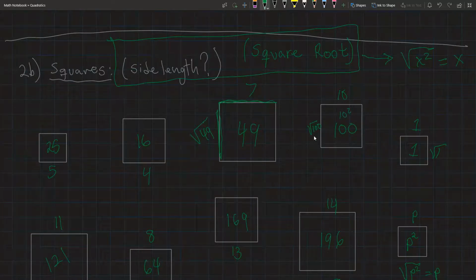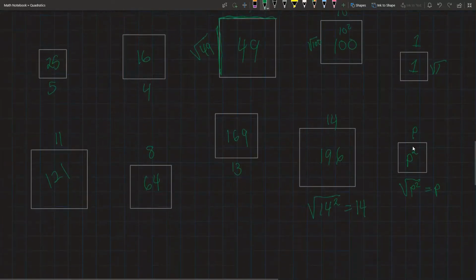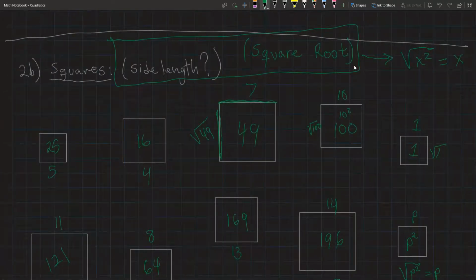Here's the square, here's the square root. All right. So all we're going to think about when we hear or see square root in the future is just asking what's the side length of the square. That's all we need to know.